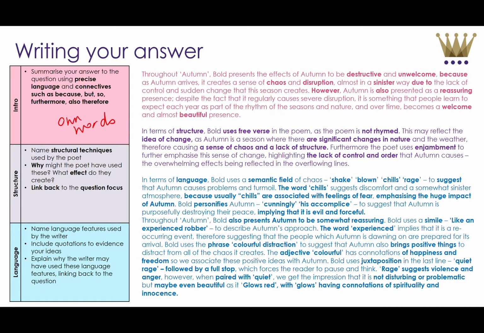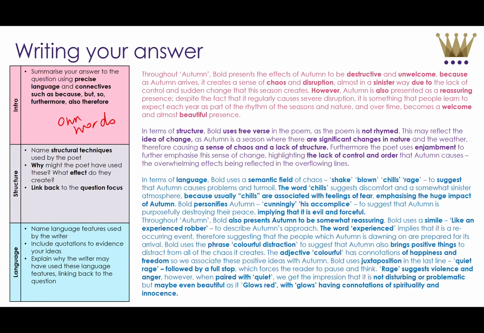Where you can see in bold, I've put in the words from my plan. So I've written, throughout autumn, Bold presents the effects of autumn to be destructive and unwelcome, because as autumn arrives, it creates a sense of chaos and disruption, almost in a sinister way due to the lack of control and sudden change that this season creates.